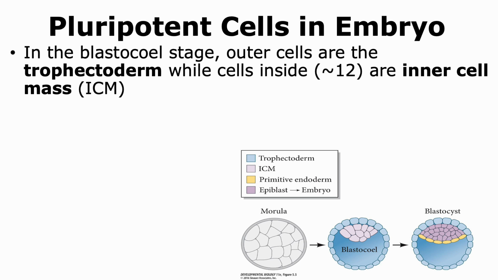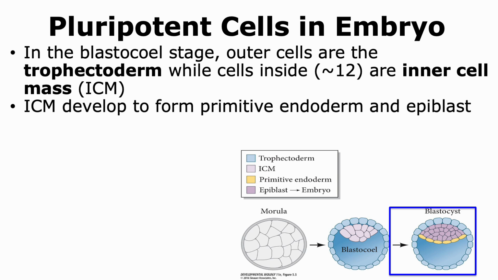In the blastocyst stage, the outer cells that are present are called the trophectoderm, while the cells inside, which could be approximately 12 cells, are called the inner cell mass or ICM. This is what we can see in the figure shown in the blue box. The cells that are light blue that form the periphery of the circle are the trophectoderm, whereas the cells that are inside the circle are the inner cell mass.